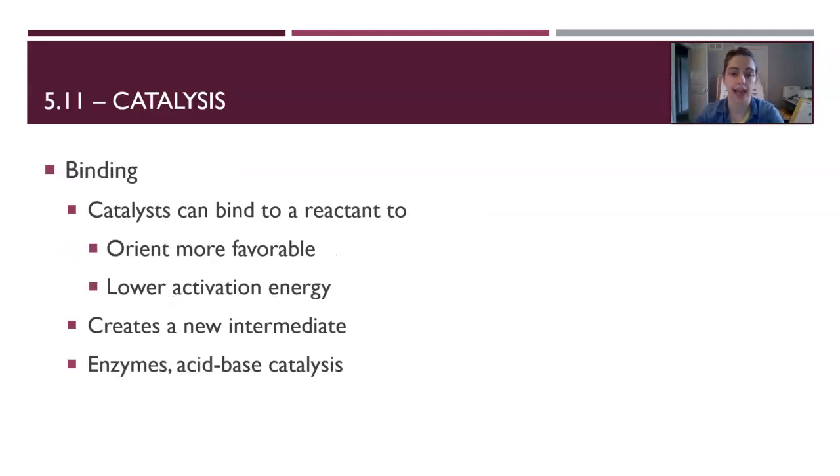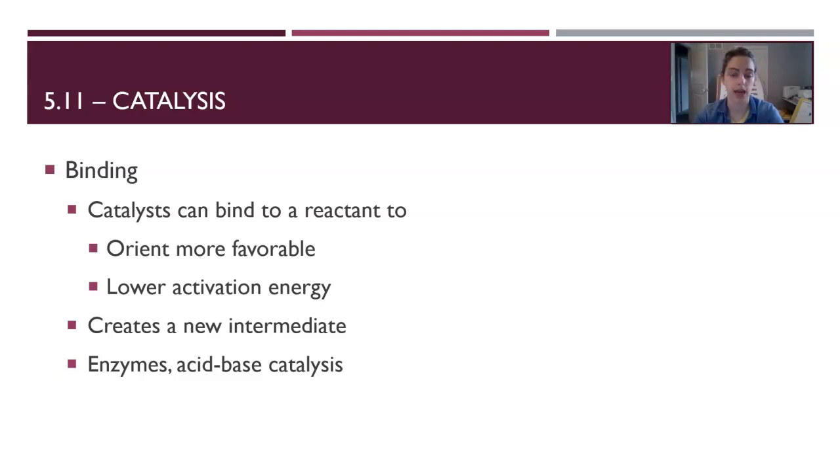So one of the ways that a catalyst works is by binding. A catalyst can bind to a reactant to do one of two things. It either puts it in a more favorable orientation. So if we think back to our collision model, not only do particles need to collide with enough energy, they also need to be able to collide in the correct orientation.